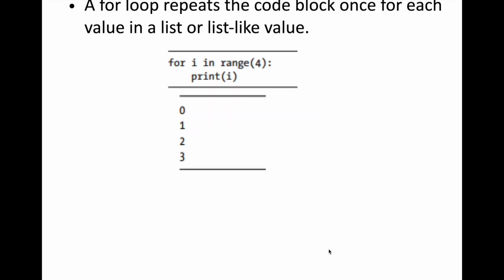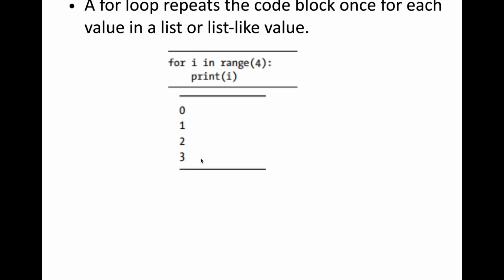So now this is the for loop. So this is the code for a for loop. A for loop repeats the code block once for each value in a list or list-like value. Now the same for loop can be created using a list. Here, for i in range of 4, it is going to print the value up to 3. Last value 4 won't be considered. So i will take the value one by one. It will print the value of i up to 3: 0, 1, 2, 3.